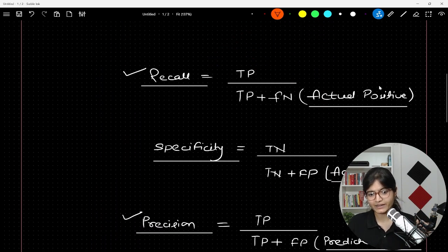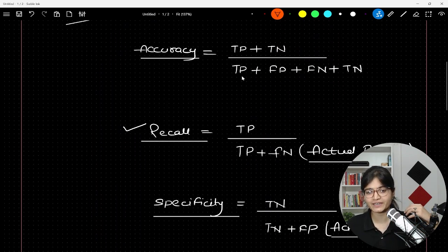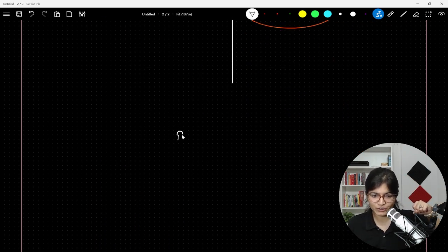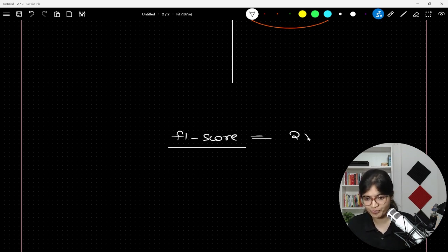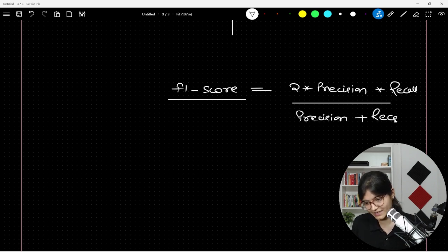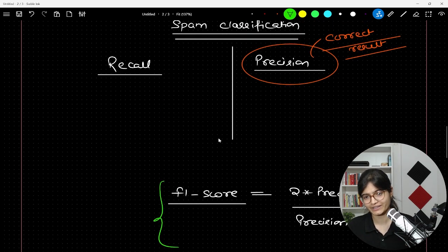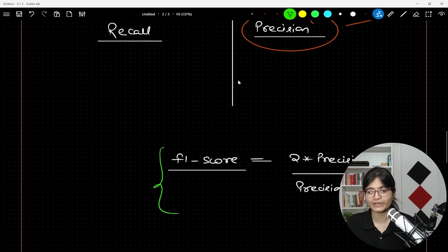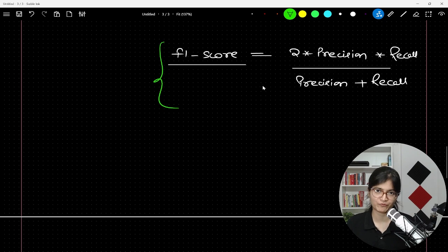Now, let's move ahead. If, let's say, in a few situations, recall and precision both are equally important, at that point of time, we usually have another metric which is called the F1 score. F1 score is the combination of precision and recall, where you say 2 into precision into recall divided by precision plus recall. So you can see it's a combination of both of them. So if at any point of time you won't be able to decide, or there is any use case where you feel that both of them are equally important, you can always go for this other evaluation metric, which is the F1 score.